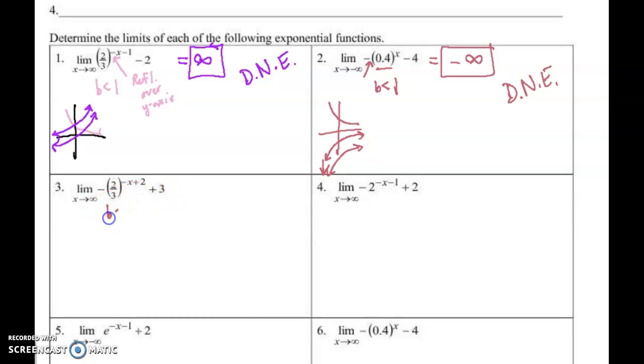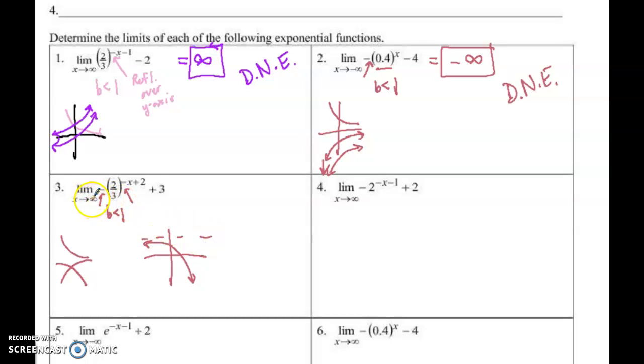Here's another base that's smaller than 1. So I just have to work it out. This time it has 2 reflections. So it's reflected over the x-axis and over the y-axis. So maybe I should graph. I'm looking at this one right here, but it is shifted up 3. So the graph looks something more like this.